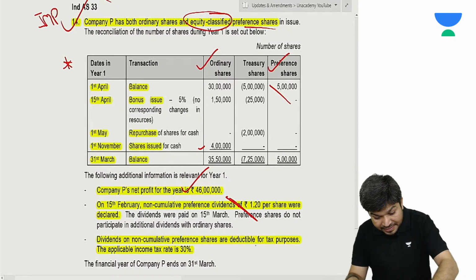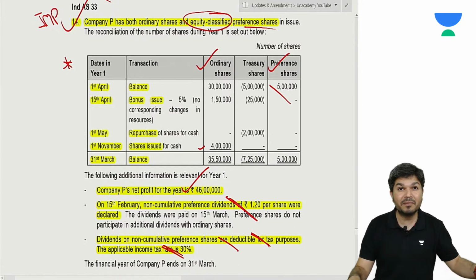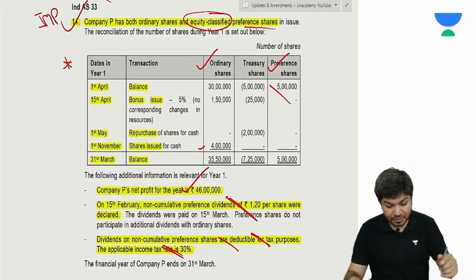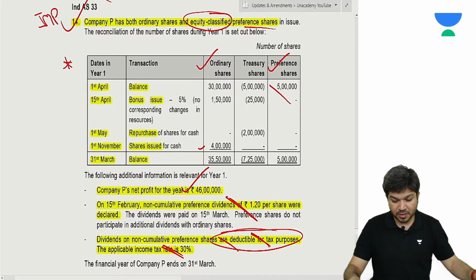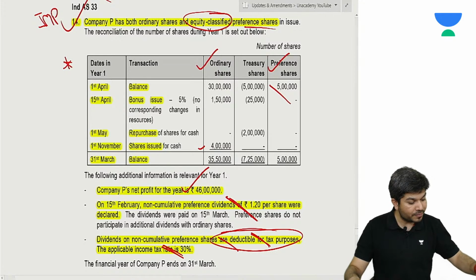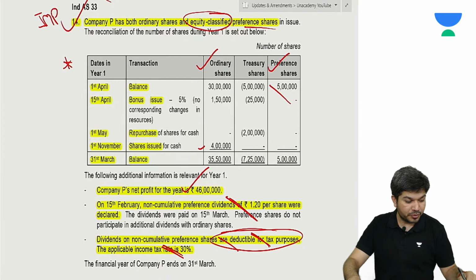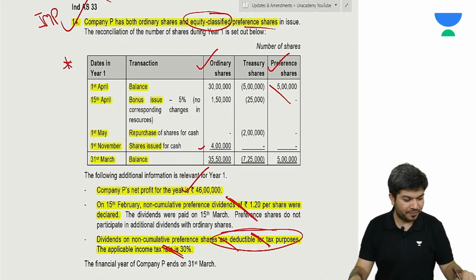It is deductible under tax. So 6 lakh, 30% will be tax benefit, so multiply by 0.7. They've clearly given they are deductible for tax purposes. So 420. Out of 46 lakh, 420 goes away. Can I say profit for equity shareholder is 4180? Profit for equity shareholder 4180.